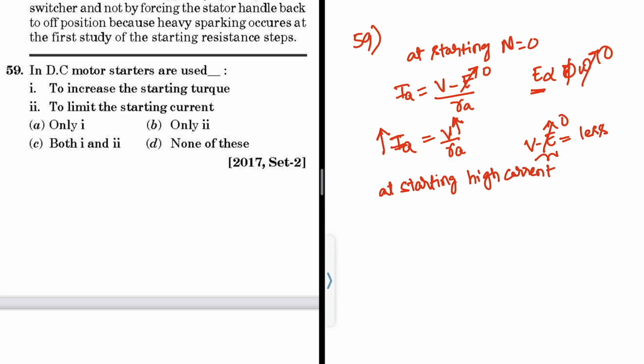In order to reduce this, at the starting we will increase the armature resistance by providing an external resistance. If you increase the denominator, then the armature current will be reduced. So the starters are only provided to limit the starting current, not to increase it. So the answer will be B.